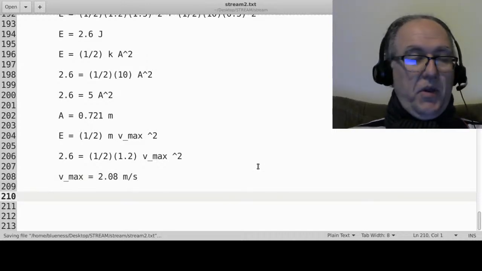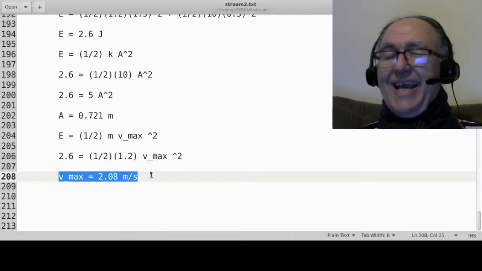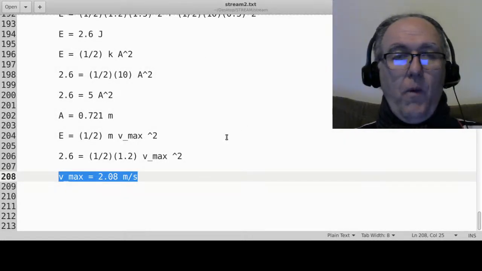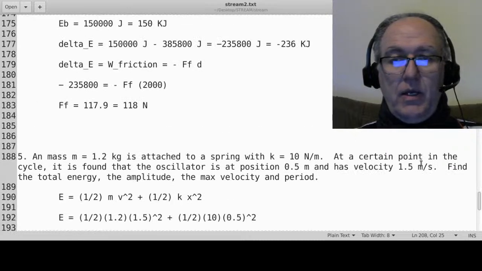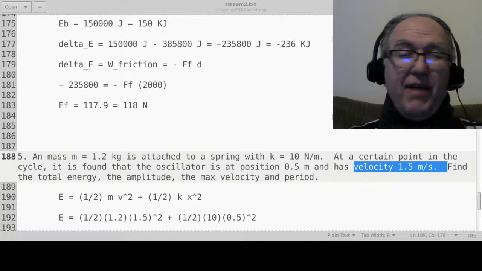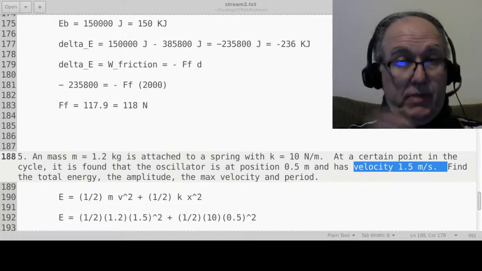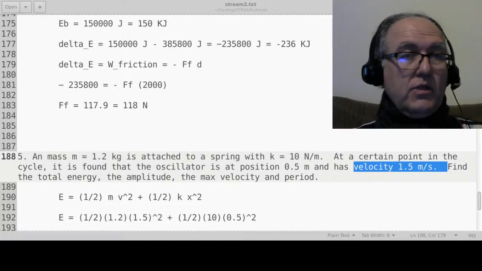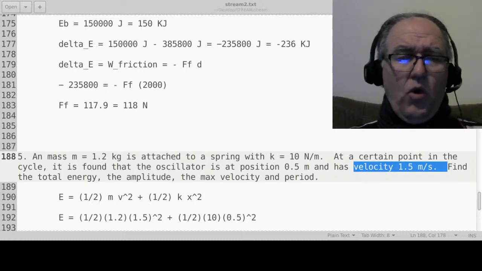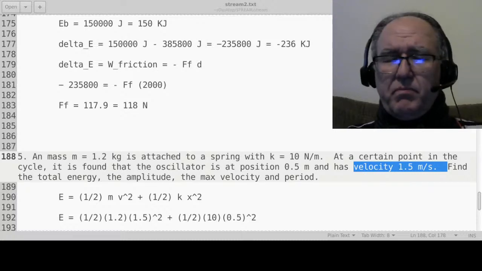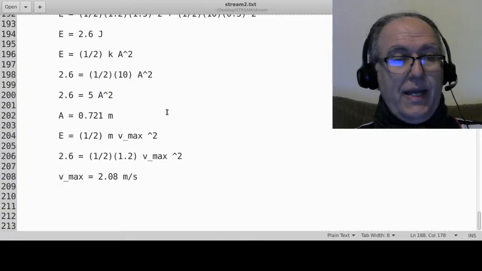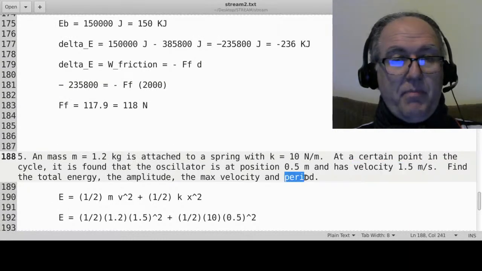Okay, so there you go. That's v max. Again, ask, is that consistent? That's the fastest this oscillator will ever go. So if we go back up here and take a look, we see that at some point in the cycle it was traveling at 1.5. Is 1.5 less than the maximum? Yes. Okay, so again, it's consistent. All right, so it's good to check that you're within the right limits. This oscillator, the fastest it's going to be going is 2.08. And so will it ever obtain a velocity of 1.5? Yeah, it will. Okay, all right, great. And then the final part was find the period.